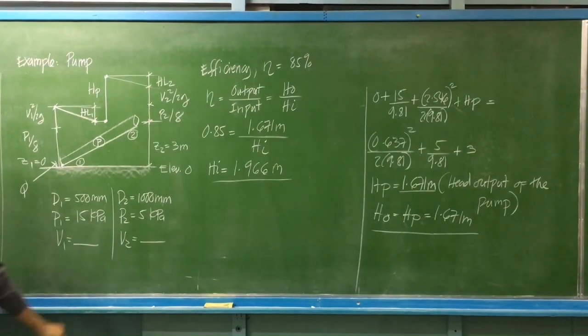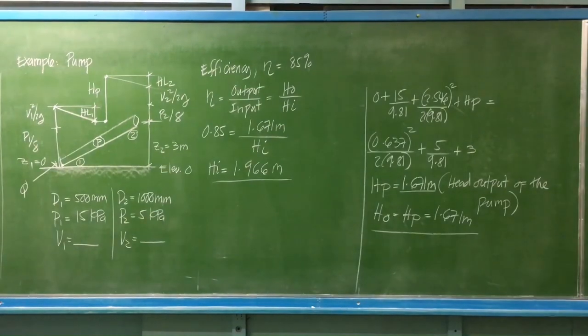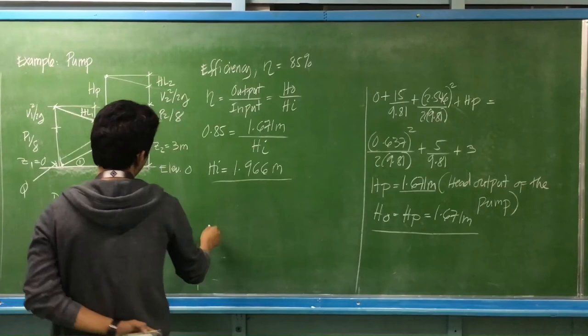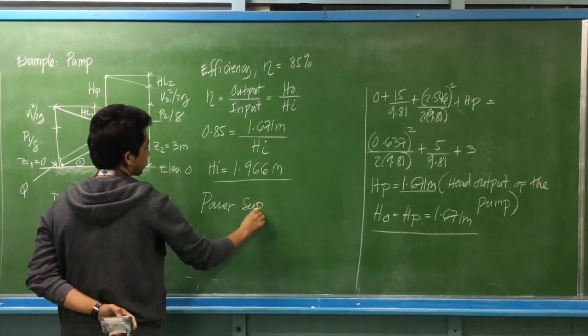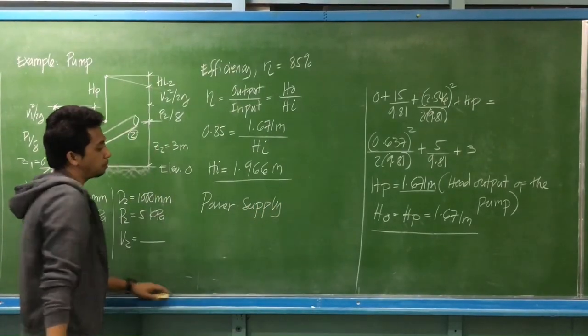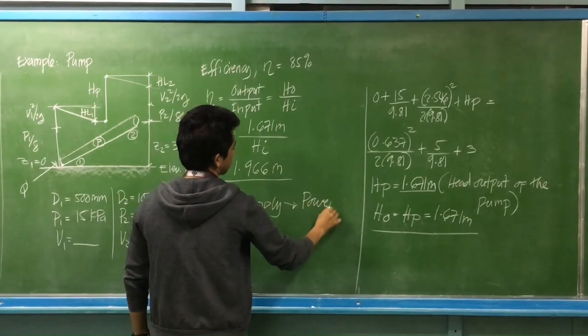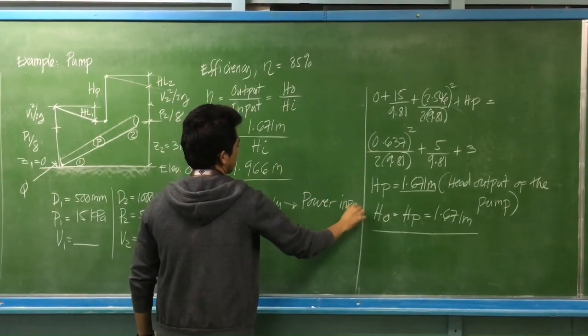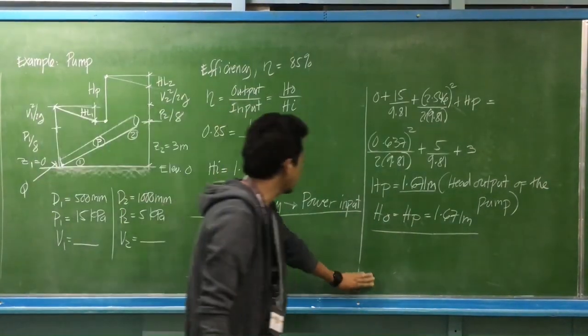1.966 meters. So we are looking for the power input, or based on the question, determine the required energy in watts to be supplied to the motor if its efficiency is 85%. So this is the same as the power supply. Yung sinasabi niya dyan na power supply is the same as the power input. Ang hinahanap natin dito na power supply daw is a power input.